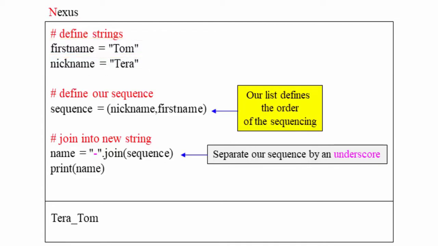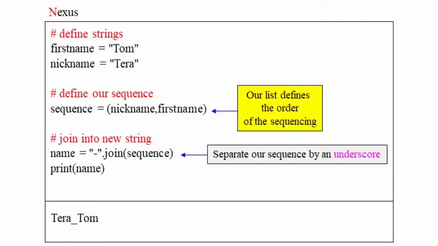Now I'm going to define our sequence. This is going to be a list in this order. Sequence is just the name, is going to equal, open paren, nickname is first, followed by a comma, and then first_name is second. So that defines the order or the sequencing of our list.